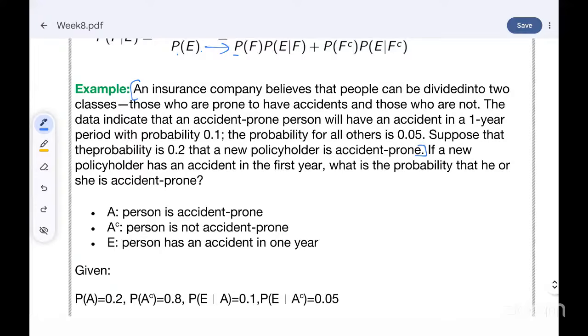Now the question is, if a new policy holder has an accident in the first year, this is the condition given to you. So what is the given condition? Given is your E. What is the probability that he or she is accident prone? That is A. So what do we need to find? Probability of A given E, exactly. We need to find probability of A given E.